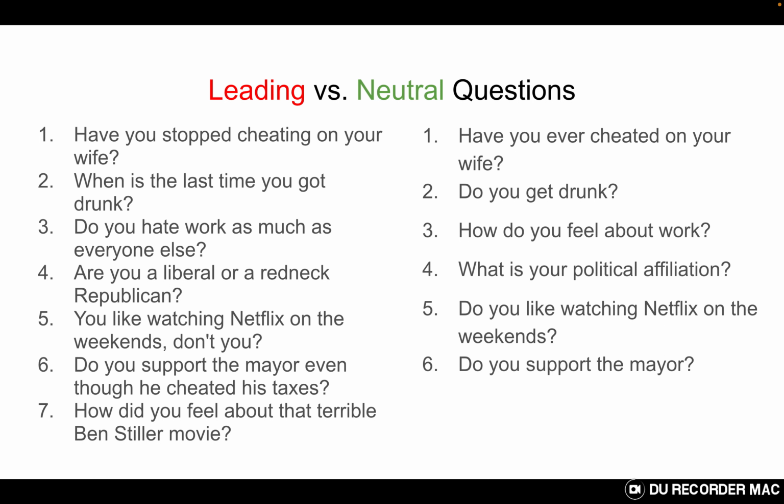And number seven, how did you feel about that terrible Ben Stiller movie? Well, the word terrible has a lot of emotions attached to it, and it's also your opinion that the movie was terrible. Other people might not feel that way, but you're putting pressure on them to agree with you. So a neutral way to ask it is, how did you feel about that Ben Stiller movie? All of the questions on the right-hand side are now neutral and okay to ask anybody.